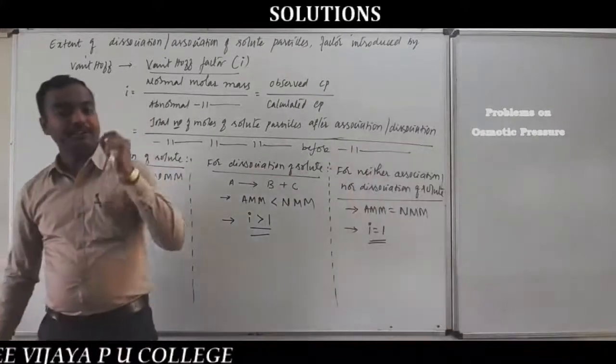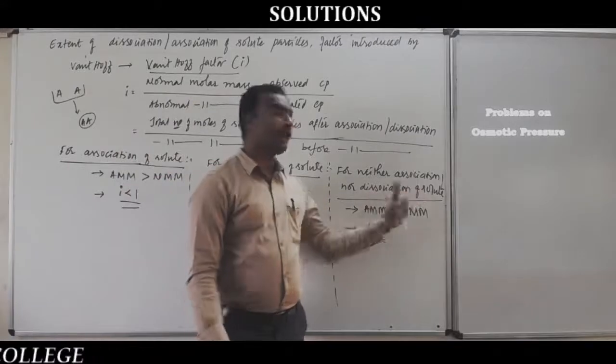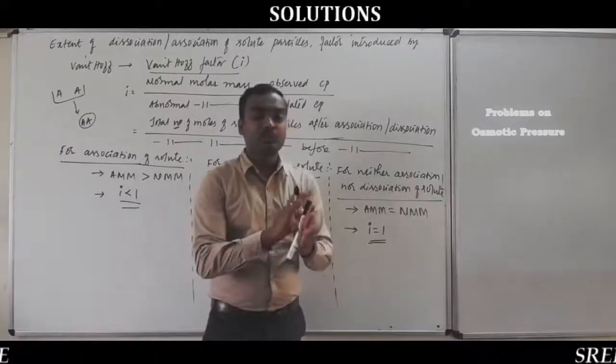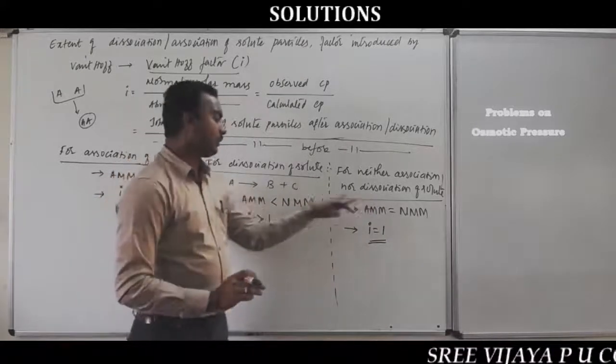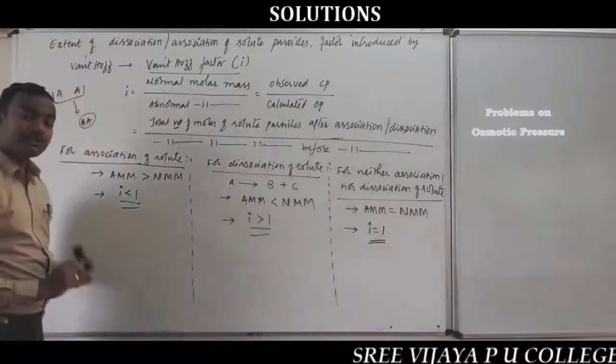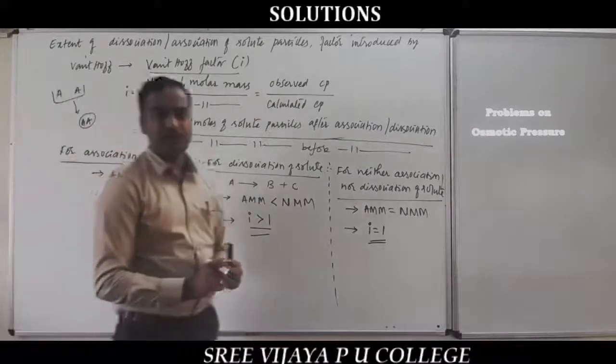If the I value is equal to 1, what is the conclusion? There is neither association nor dissociation. Or simply, the solute does not undergo any association or dissociation. So that is about the concept of I, that is the Van't Hoff factor, and how it is related to abnormal molar mass and normal molar mass.